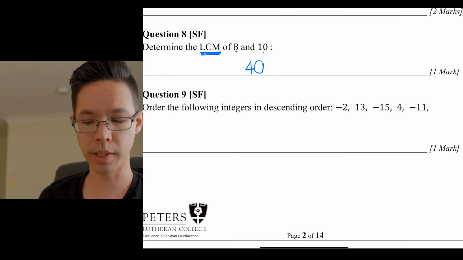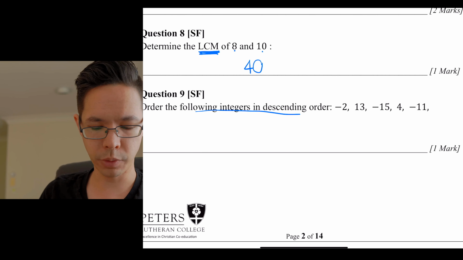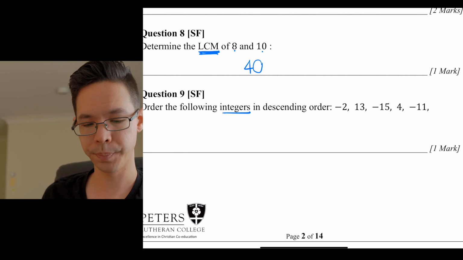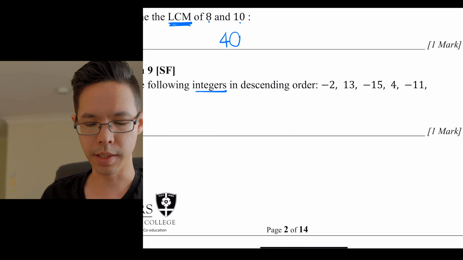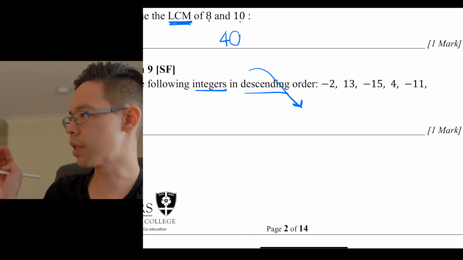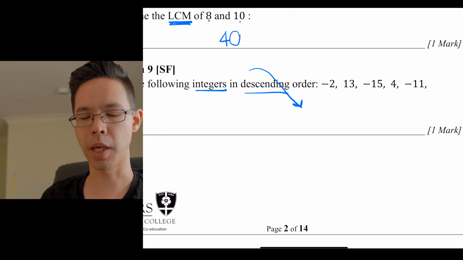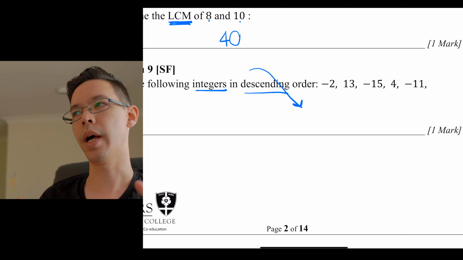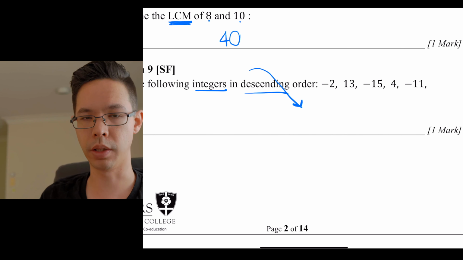We're moving on. Question 9. Order the following integers. Integers means a whole number that can be negative or positive. In descending order. To descend means to go down, all right? So you would descend down the stairs. That means we're starting from the highest number and working our way down to the lowest number. So a high value number down to a low value number.